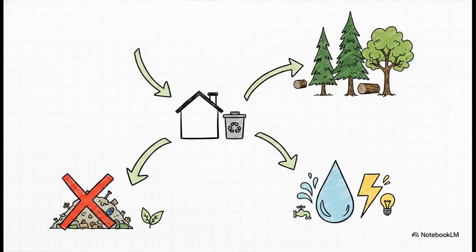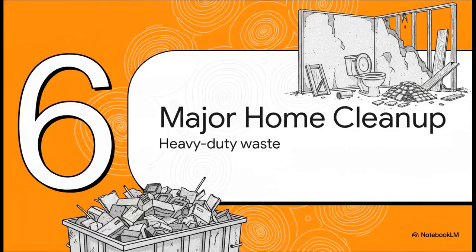So, why does all this matter? Well, it's pretty simple. Efficient home recycling directly reduces our demand for virgin timber. It saves immense amounts of water and energy, and it keeps perfectly viable materials out of the landfill. It perfectly links our micro-habits at the recycling bin right back to the macro preservation of those global forests we talked about earlier. Finally, we arrive at Section 6, Tackling Major Home Cleanup.